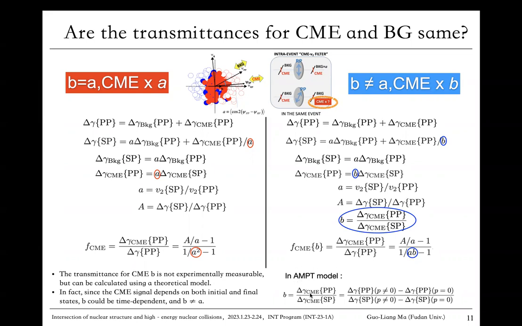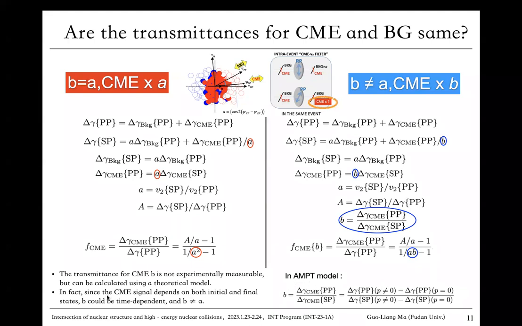This can easily be obtained by the AMPT model, because we know the CME component in the signals. It can be calculated as the delta gamma with CME minus the delta gamma without CME, measuring the difference. This can be assessed by the AMPT model.